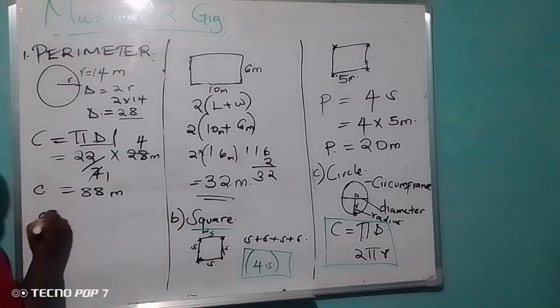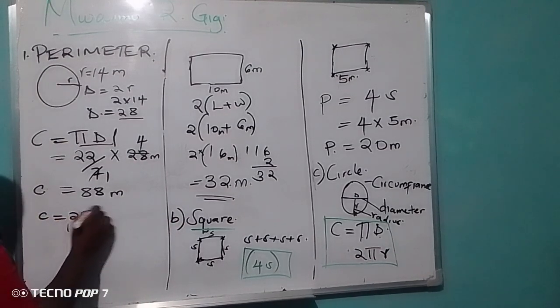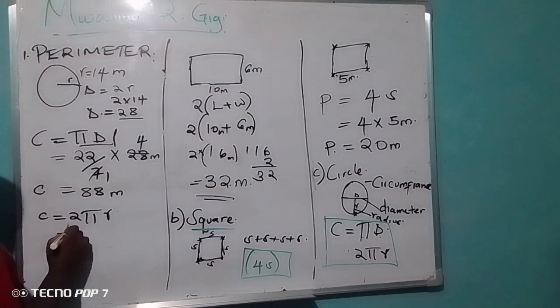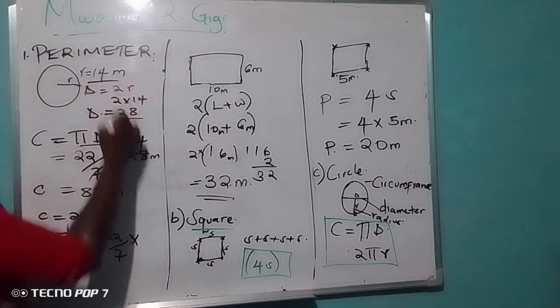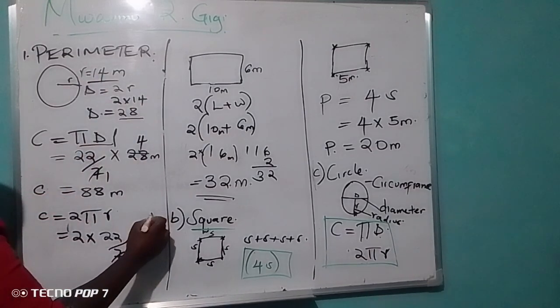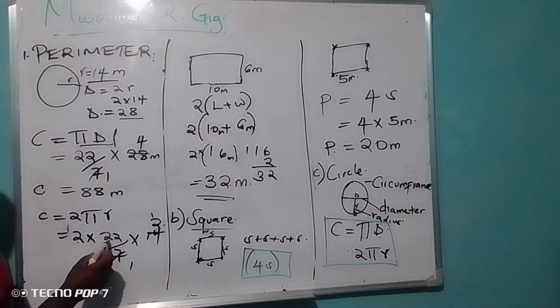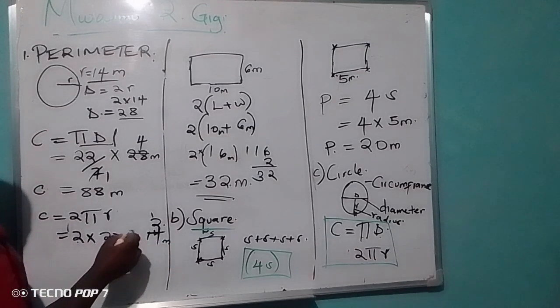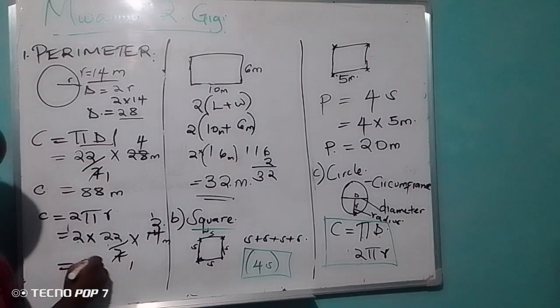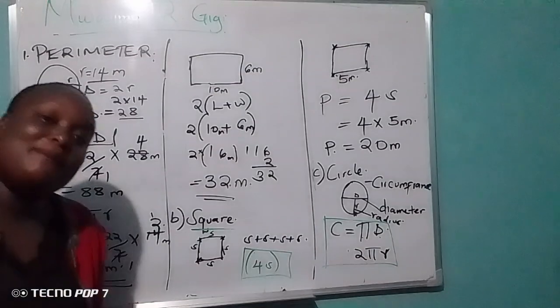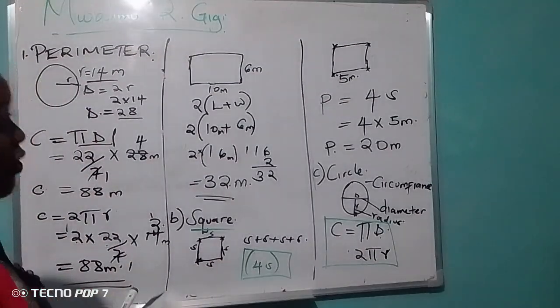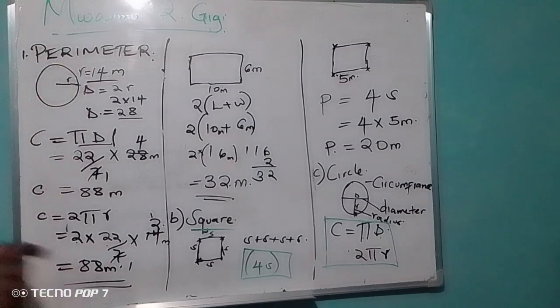Let us use circumference is equal to 2 pi r. Tuone kama tutapata the same answer. So it's equal to 2 times 22/7 times r, which is 14. So 2 times 22 is 44. 44 times 2 is 88 meters. So the circumference of a circle, or the perimeter of a circle, is pi d or 2 pi r. Sawa. So tuendelee.